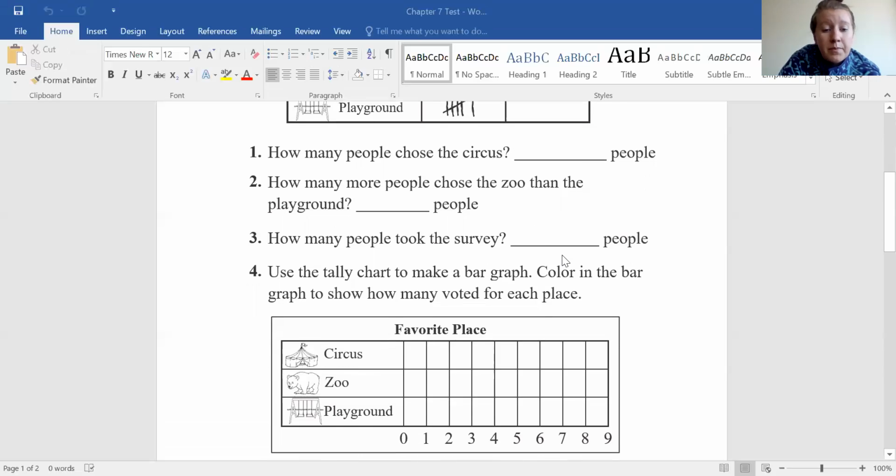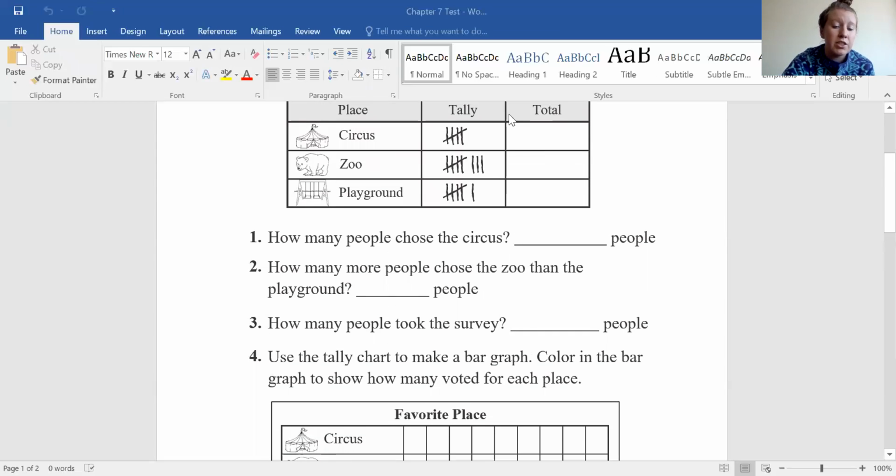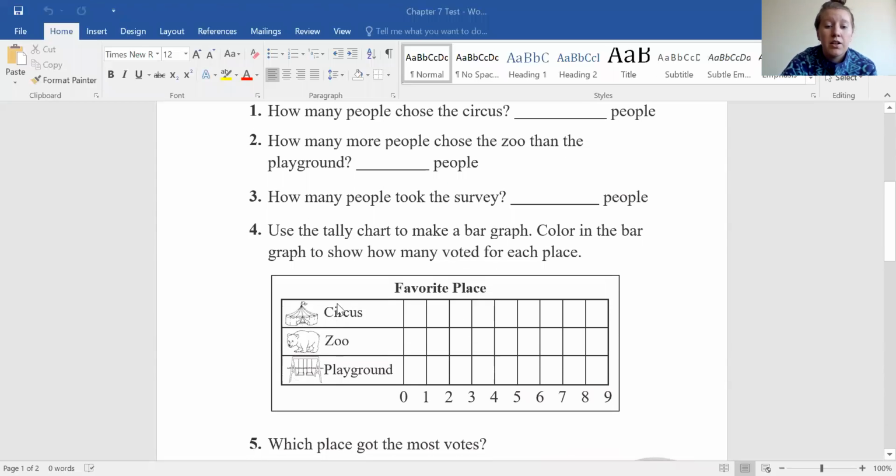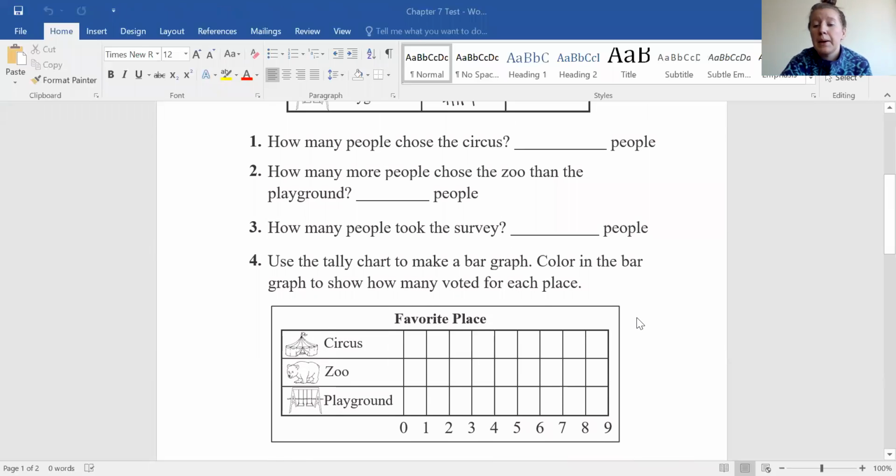Number 4, use the tally chart to make a bar graph. Color in the bar graph to show how many voted for each place. So your job is to use the information in this tally chart to make this bar graph. If you couldn't print it, you need to do your best to draw this bar graph with the 3 places on the side and the boxes up to number 9 here.